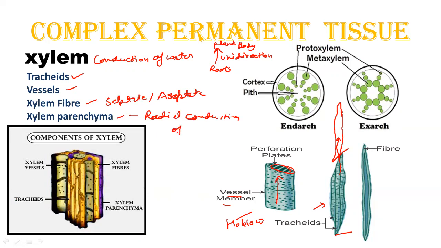When xylem is formed, first primary xylem is formed, and then secondary. The first formed primary xylem is called protoxylem and the later formed is metaxylem. So when protoxylem is at the center and metaxylem at the periphery, that is called endarch, and the opposite is exarch.